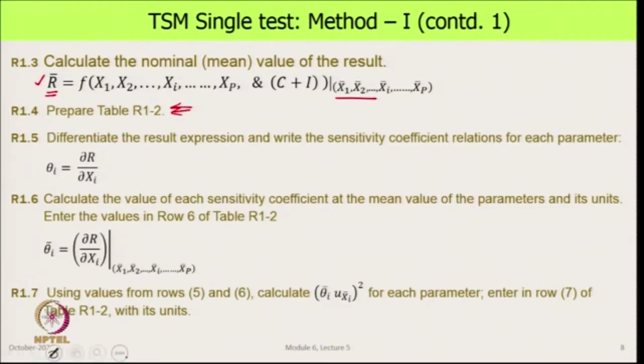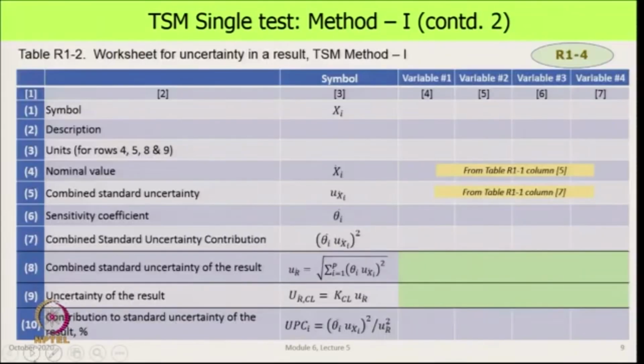And what I will do, instead of looking at these steps, they are integral to the table. So, I will explain these steps in the table itself. So, here is the table. We write here what item it is. This is serial number, then symbol, variable 1, variable 2, variable number 3, variable number 4, and this corresponds to the step R 1 dash 4.